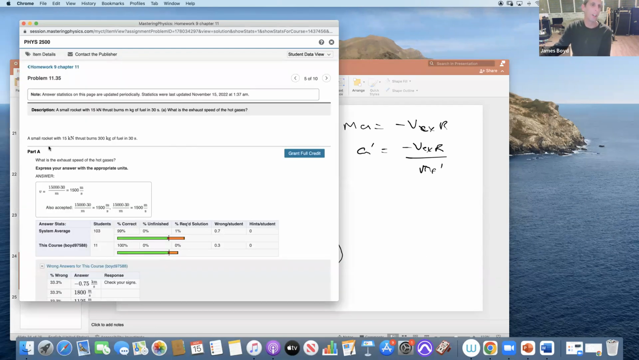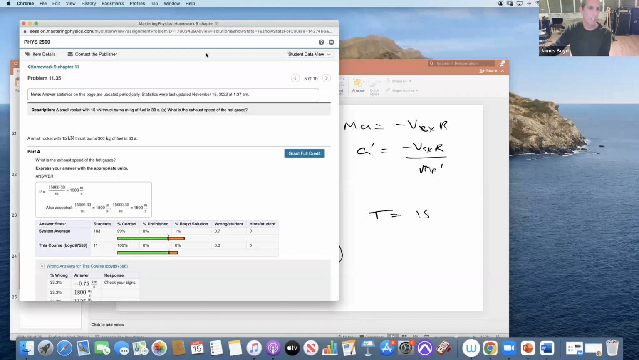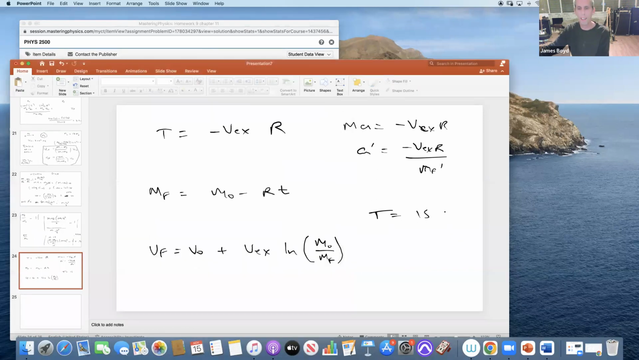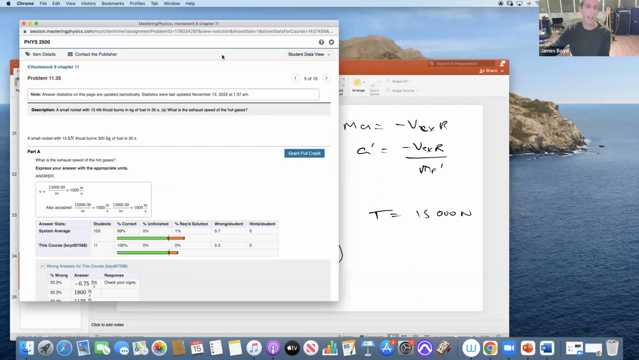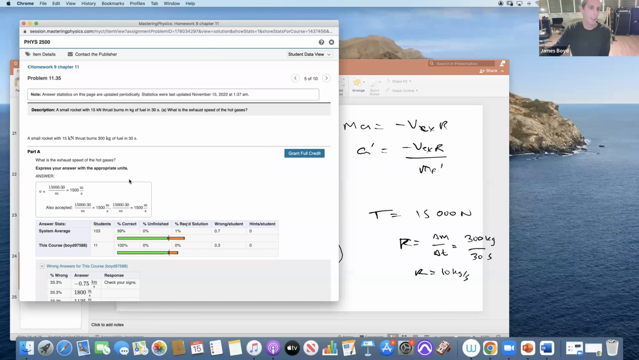So we're told a 15 kilonewton thrust. So our thrust is 15,000 newtons and 300 kilograms of fuel in 30 seconds. So R is the change of mass over the change of time, and it's constant. 300 kilograms over 30 seconds is 10 kilograms a second. So R is 10 kilograms per second. All right.